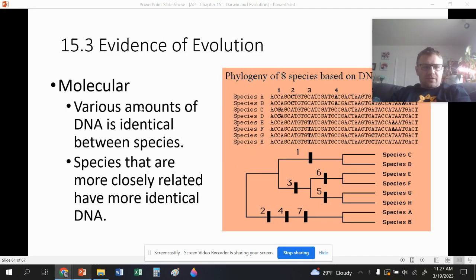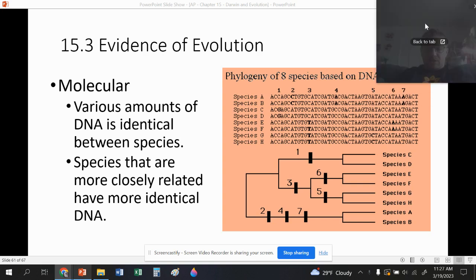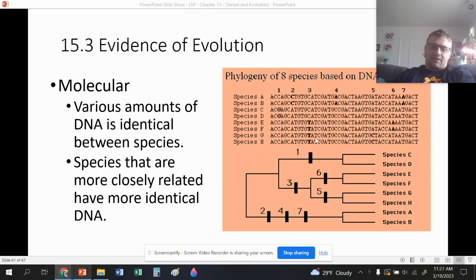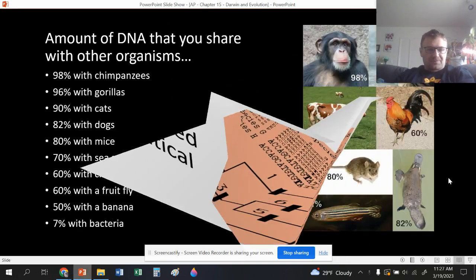The last 2 points of evidence are molecular, that we're going to go over first. But this is where various amounts of DNA is going to be identical between species. And this is going to show how closely two species are going to be related to each other. So you can see here the different species and how many nucleotides they have different are going to show us how close two species are.